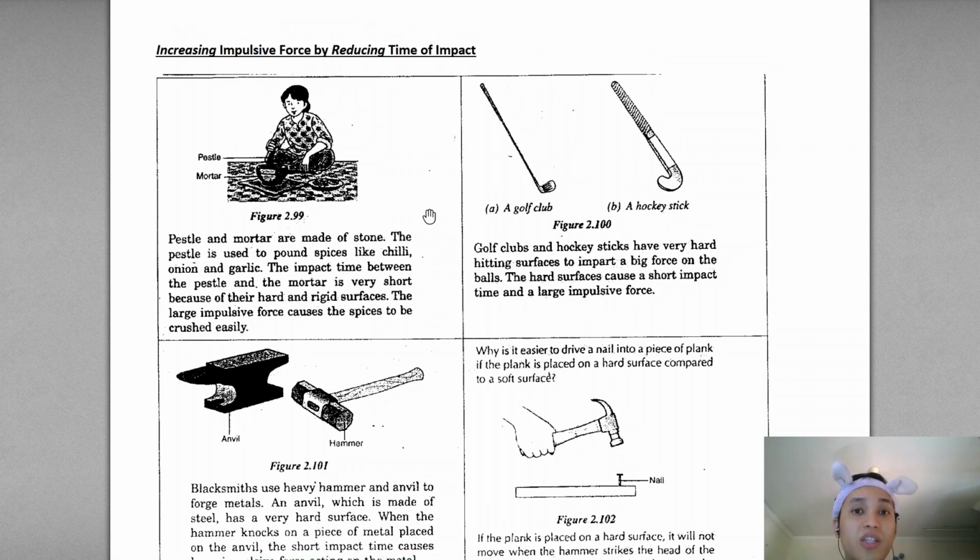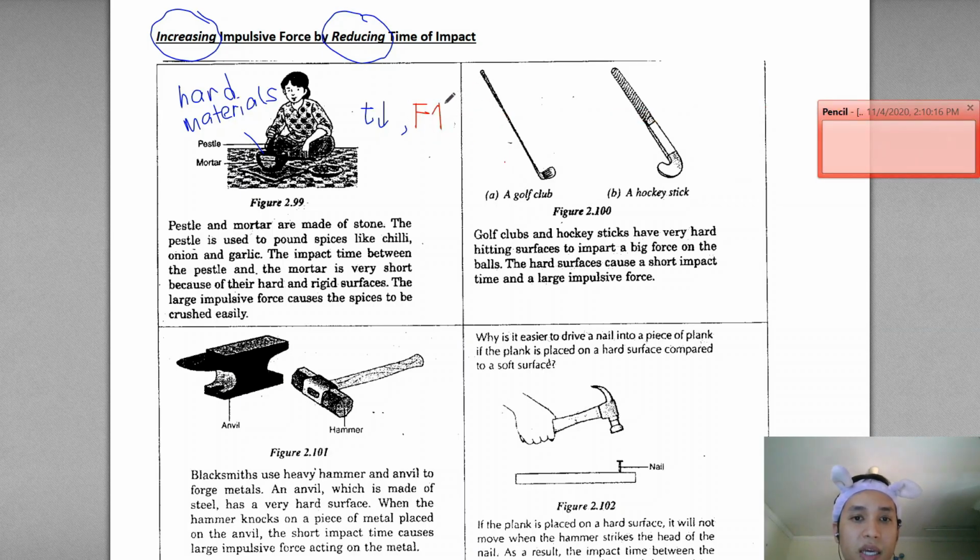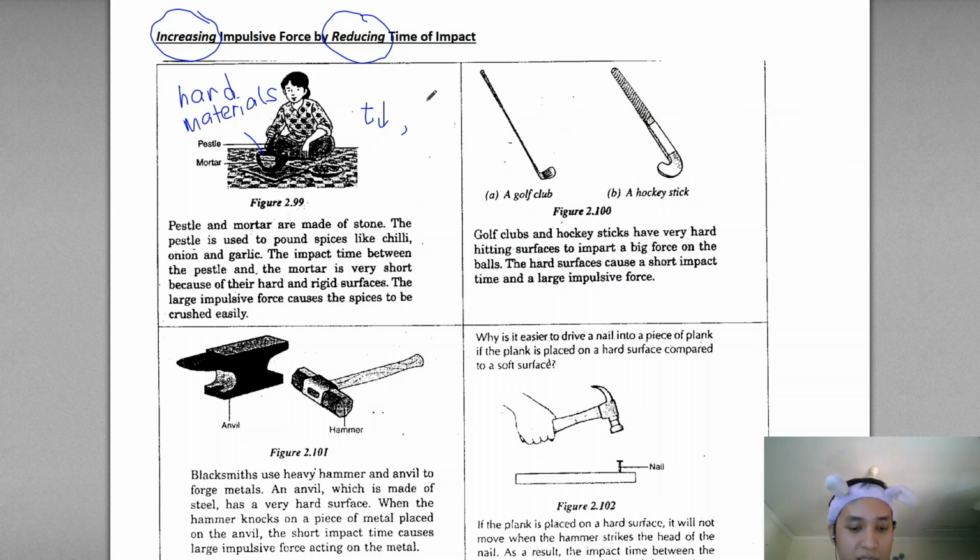Alright, next one will be to increase the impulsive force. There are certain times that we also need to increase impulsive force by reducing time of impact. Pestle and mortar, when we tumbuk sambal. In this case, since you're using hard materials, you are reducing the impact time, meaning the point of contact, because it's hard, and then your impulsive force will be higher. That is why you can crush the sambal.